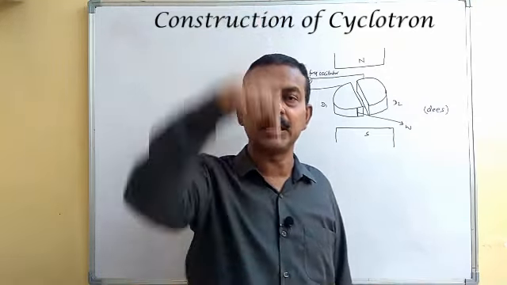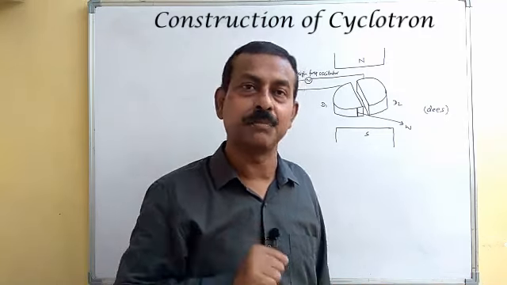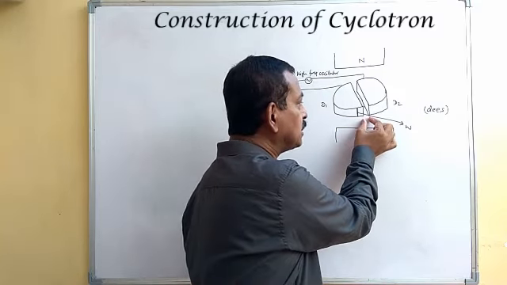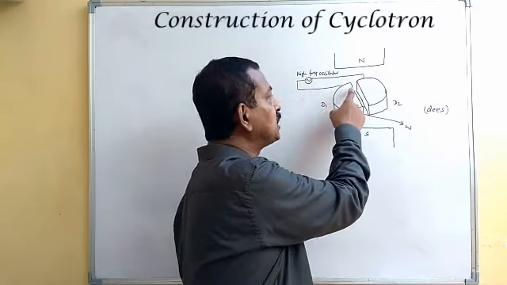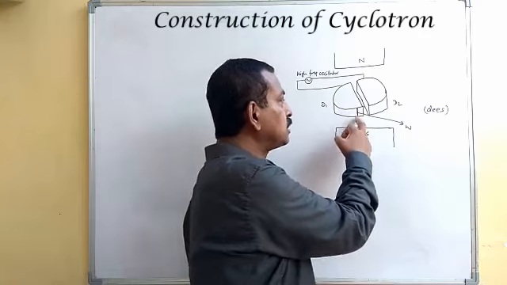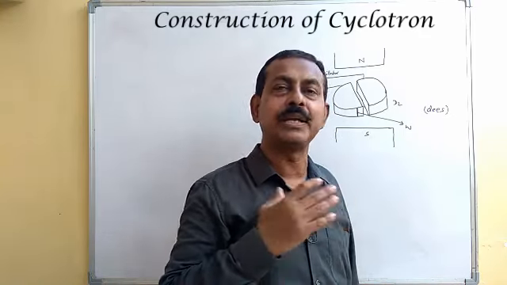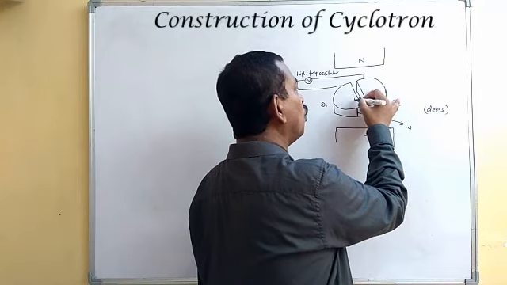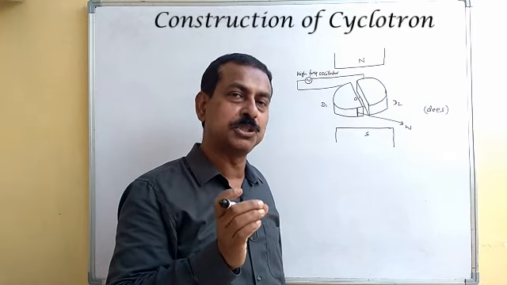Suppose it is the z-axis. Here, these two Ds will be kept in the xy plane, so that the magnetic field is perpendicular to the plane in which they are kept. And these two Ds are kept at some separation, and a high frequency oscillator is connected to these two Ds. W represents the window through which the accelerated charged particle will finally come out. Here, we take a point O, where the charged particle will be released in the gap between the two Ds.